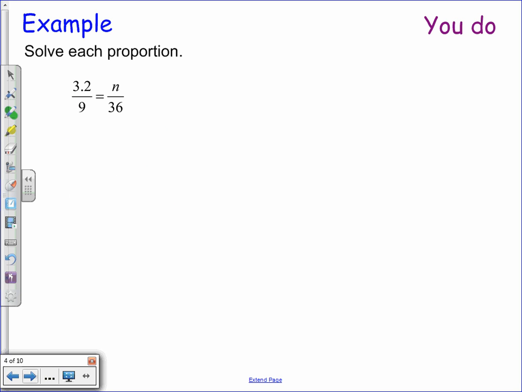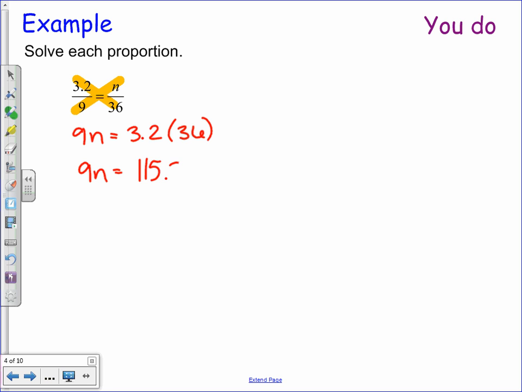All right, you try this one. Okay, so when we solve this, we cross multiply, and we get 9n equals 3.2 times 36. In your calculator, you can do 3.2 times 36, and that's 115.2. Divide by 9, and n equals 12.8.